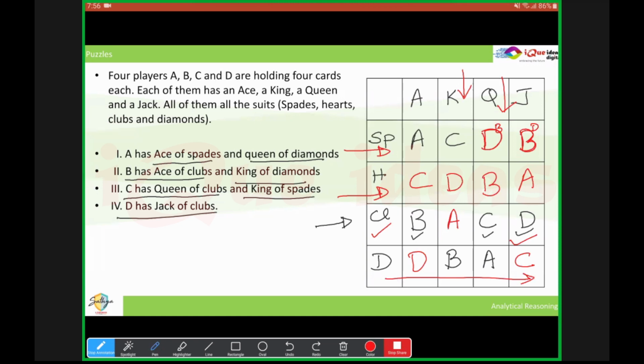Every row has A, B, C, D. Every column has A, B, C, D. Did everybody get this one?